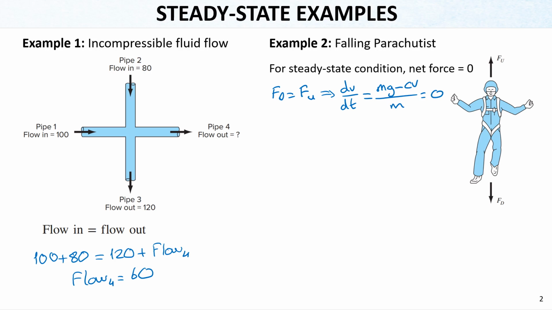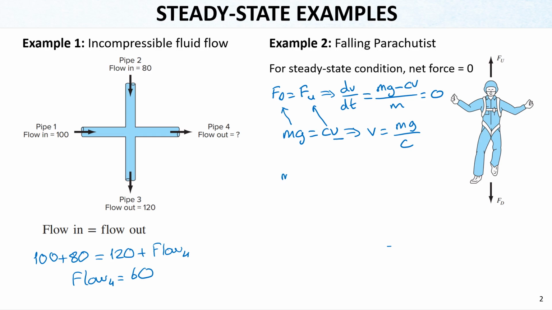In that case, simply mg is cv, and then we can have the result of v equals mg over c. If we isolate v here, we will have mg over c. And this can be solved to calculate the terminal velocity. That means that when the time is constant, we can simply find a terminal velocity.